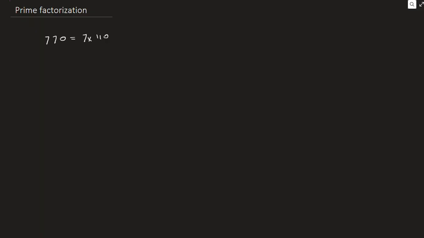When I write a composite number as a product of prime numbers, then those prime numbers are called the prime factors of that composite number. And this is a simple explanation of prime factorization. When I write down a composite number as a product of its prime factors, I am actually doing the prime factorization. Now, how to do prime factorization quickly?